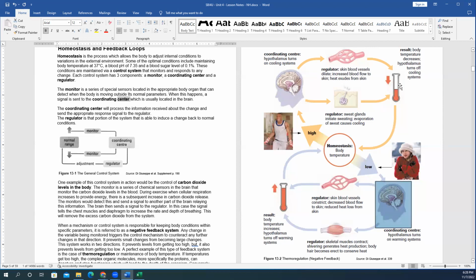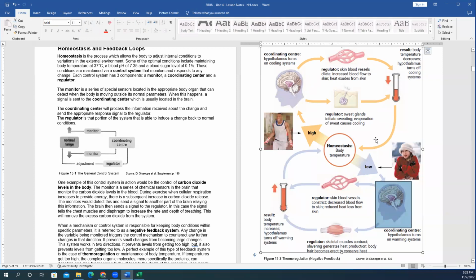And this in turn will send a message to the hypothalamus to turn off those cooling systems. The sweat glands are also another set of the regulators that allow for the body temperature to come down. So in this case, this is an example of negative feedback. So the signal that is being sent back to say we are approaching normal again, you don't have to keep on sending signals to keep on cooling and you can stop now.